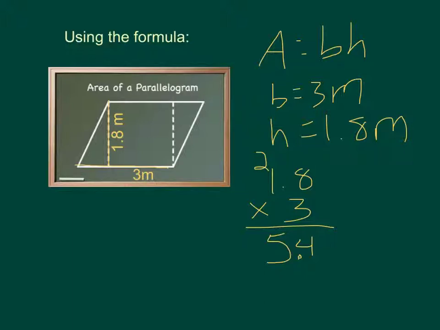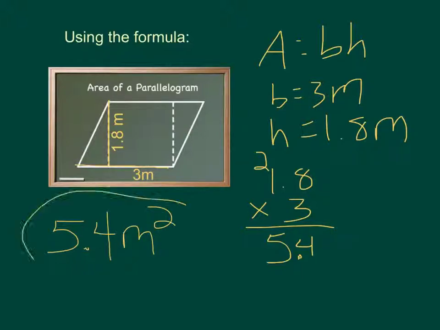Even though I multiplied everything like I'm supposed to, since I'm talking about area and area is a measure, it needs to include my units. Since my base and my height both had units of meters, if I multiply a meter by a meter, I get meters squared. Therefore, my area is 5 4/10 meters squared. Please take a moment to pause this video and record this example in your notes.